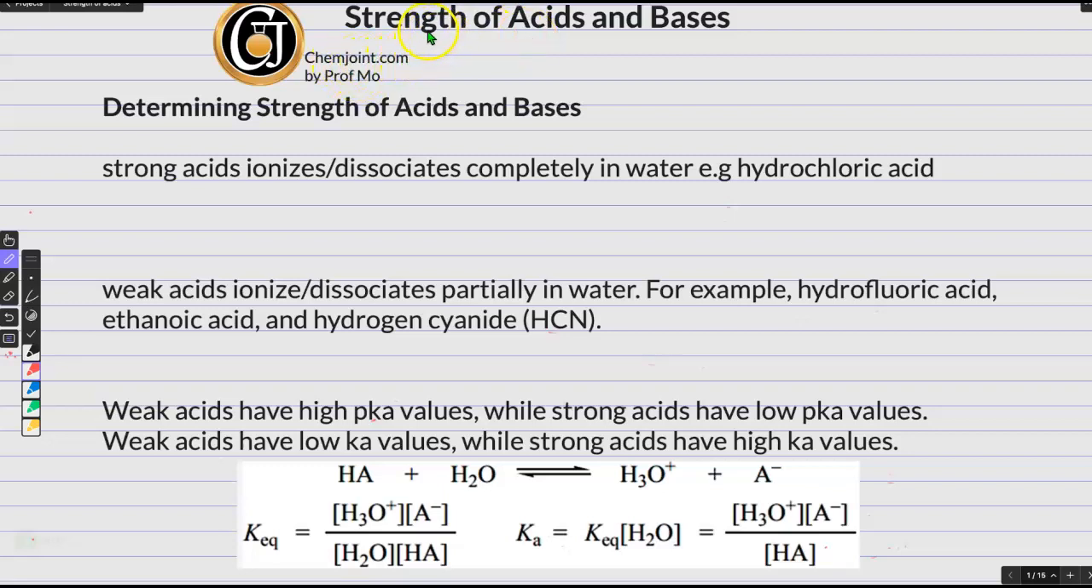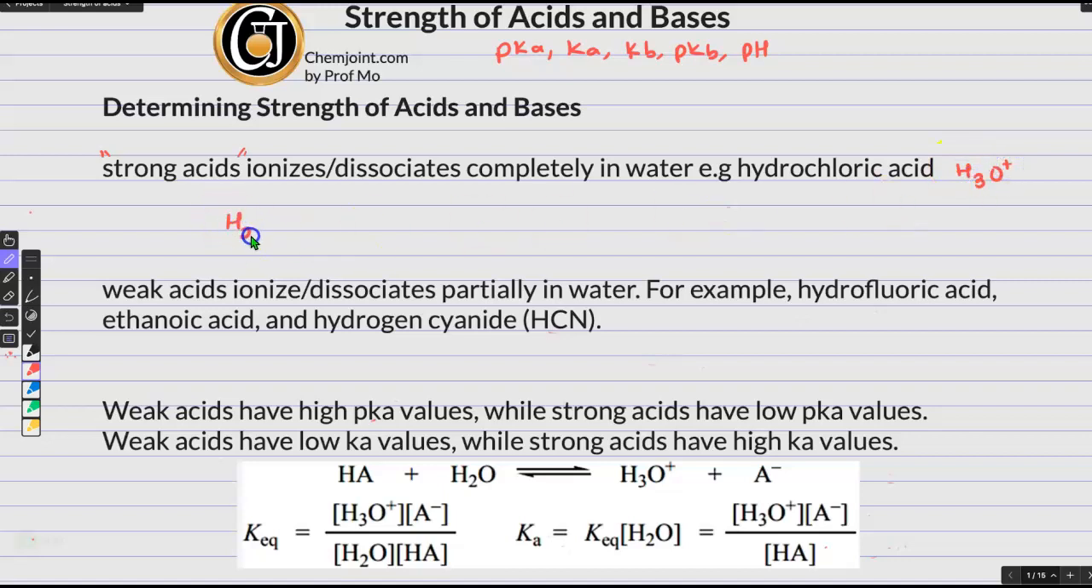I'm going to describe the strength of acids and bases based on pKa value, Ka value, Kb value, pKb value, or pH. So we will determine the strength of acids by some calculations, including these units here. Okay, so just to remind you, strong acids completely dissociate in water to give hydronium.